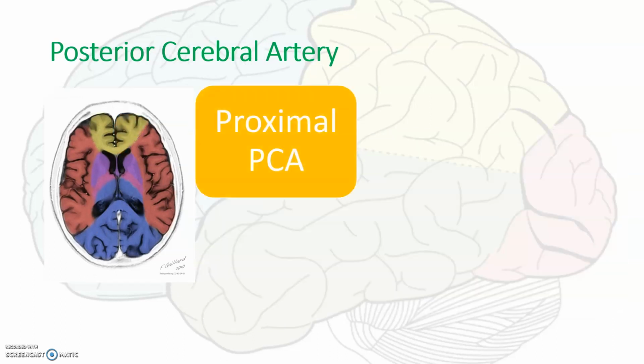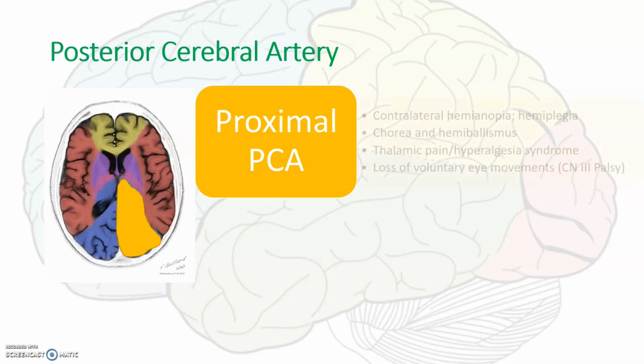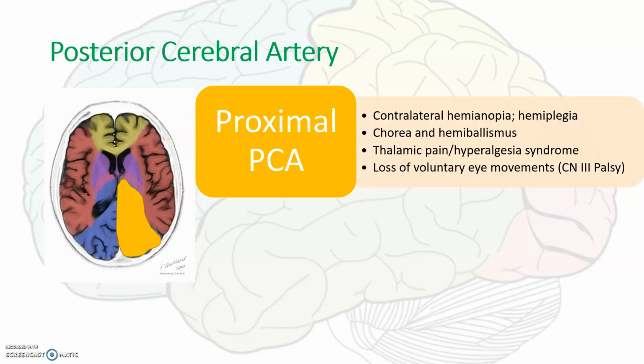And finally, the posterior cerebral artery. With a proximal infarct, the entire area supplied by the artery is affected, which, as we said before, would include the thalamus and parts of the internal capsule. Therefore, you get the visual cortex being affected, contralateral hemianopia, some hemiplegia because of the long tracts being affected, chorea and hemiballismus because of the basal ganglia, thalamic pain syndromes, and possibly loss of voluntary eye movements because of the involvement of cranial nerve 3.